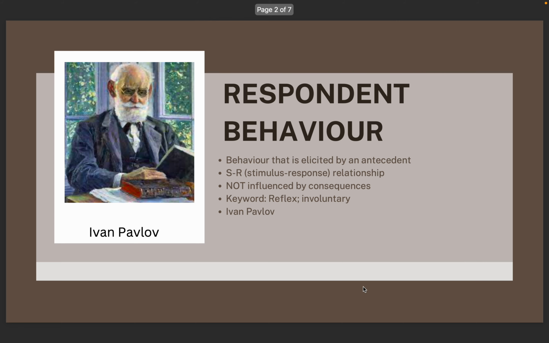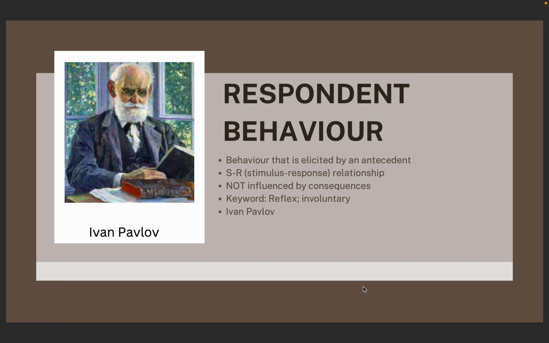So let's dig in. The first one is respondent behavior. When we look at respondent behavior, we are looking at behavior that is elicited by an antecedent. We are also looking at an SR, stimulus response relationship. Respondent behavior is not influenced by consequences. Therefore, this is why we want to look at the antecedent and the response without its consequence.